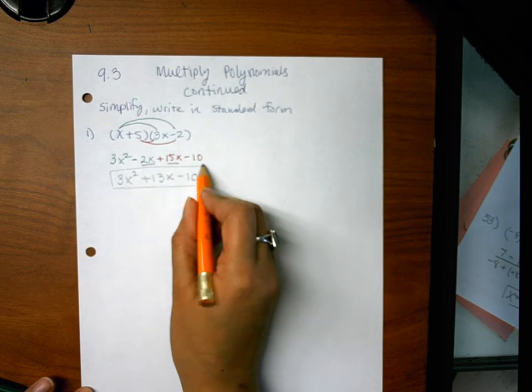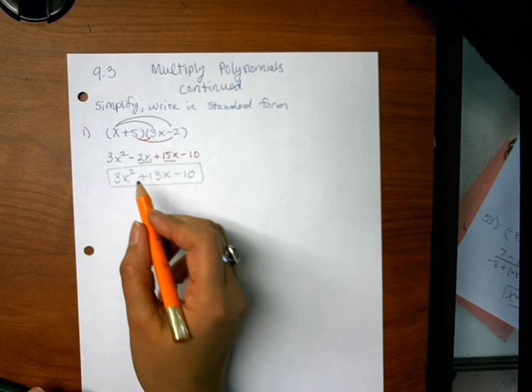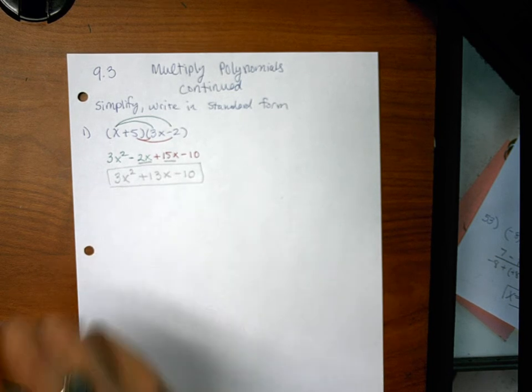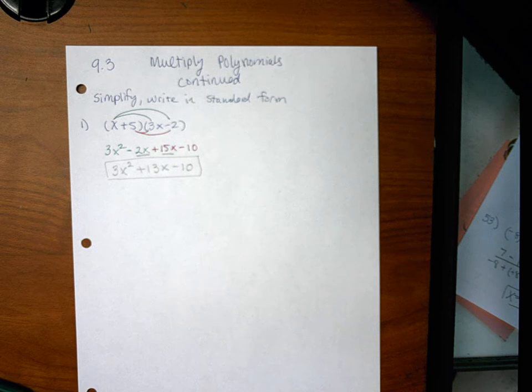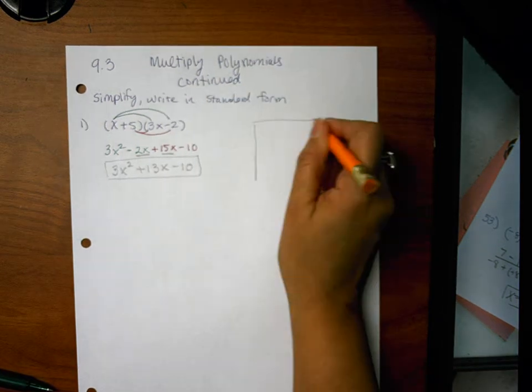Now these are not like terms. I often have kids that do that, especially on quizzes and tests. They're working too quick and they start to combine those and call that 16x to the third. That doesn't work that way. Make sure you remember that.